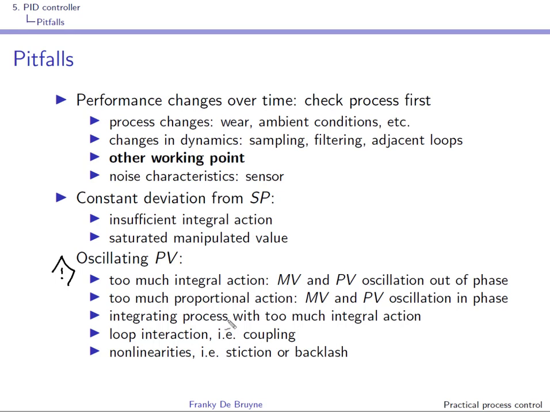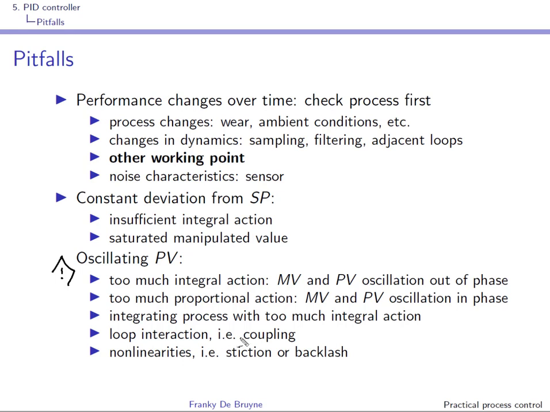You will also see oscillations if you have an integrating process with a controller that has too much integral action. Remember when we had a look at process behavior and second order oscillatory systems, we had seen that if you put two integrators in series and you close the system, you have constructed the perfect oscillator, right? If you have an integrating process and a PI controller with too much integral action, you're very close to this situation. Loop interaction, so coupling, is also going to lead to oscillating behavior on PV.